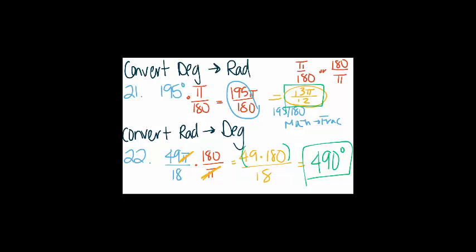So maybe these conversions we write on our unit circle to help. Pi's on top if you want radians, pi's on bottom if you want to divide out the radians.